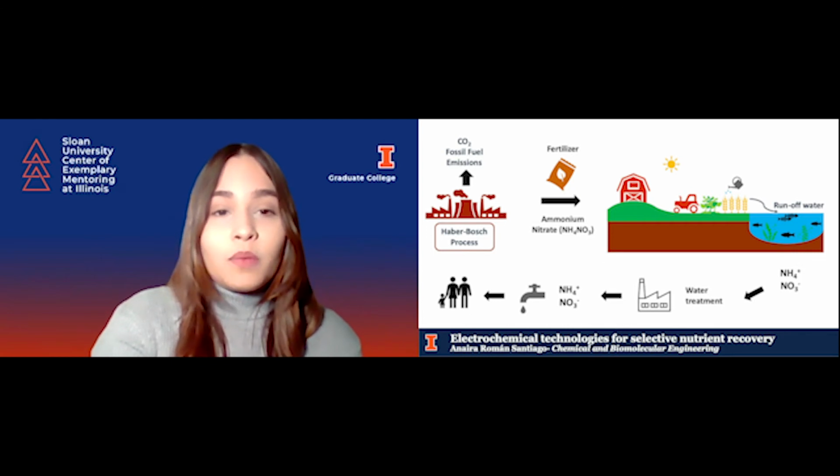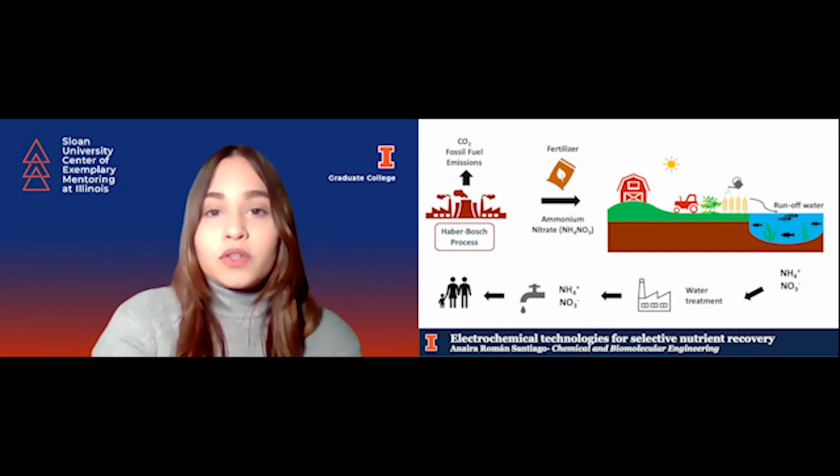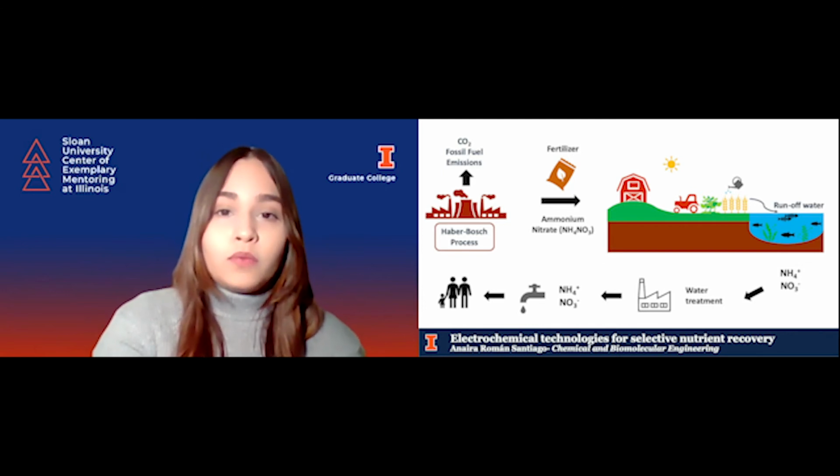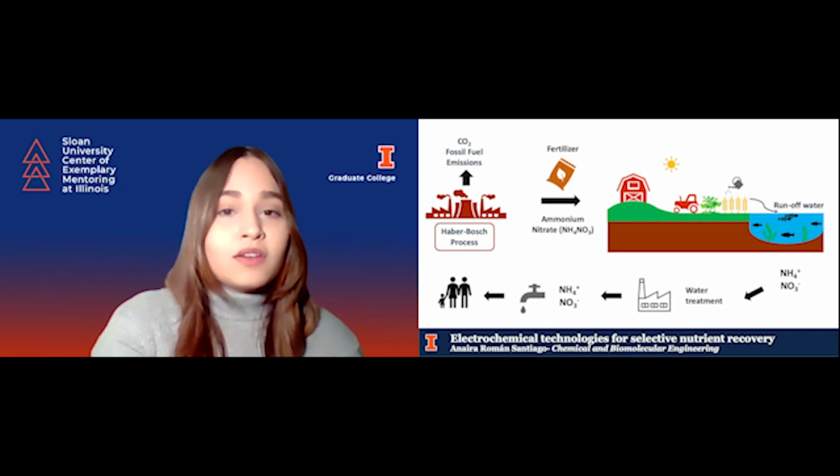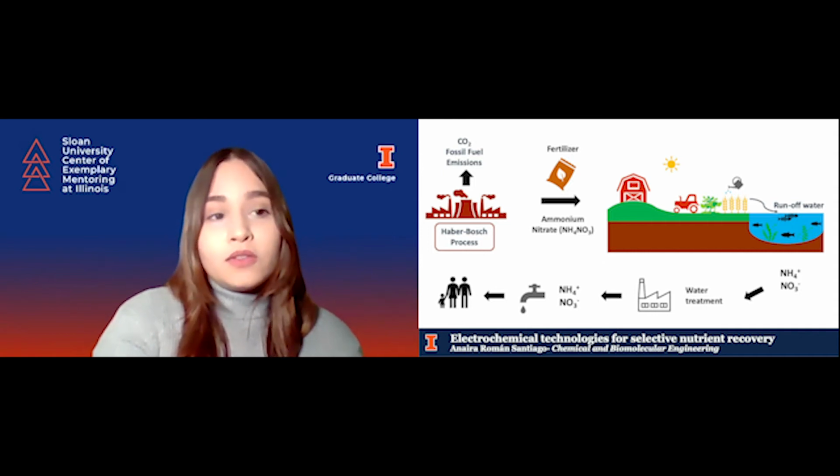So essentially, ammonium is introduced by the use of fertilizers, but only about 60% of the fertilizers are actually uptaken by plants, which means that the other 40% goes to runoff water. Now, although these nutrients are essential for plants, they are actually very toxic to aquatic animals. Not only that, but it's also contaminating our sources of water.